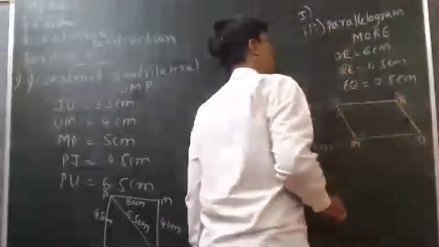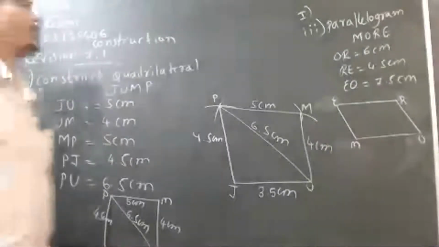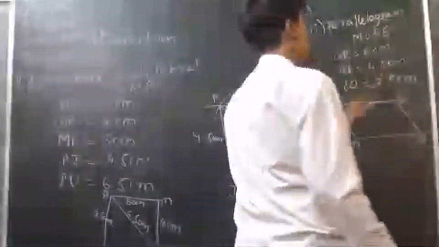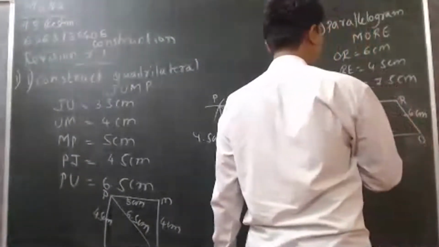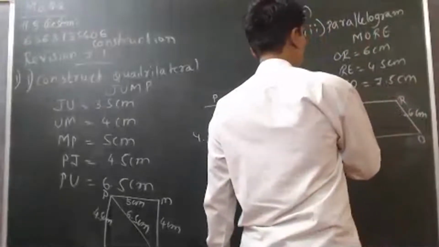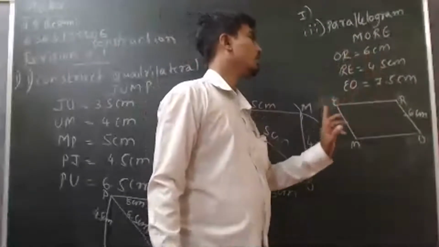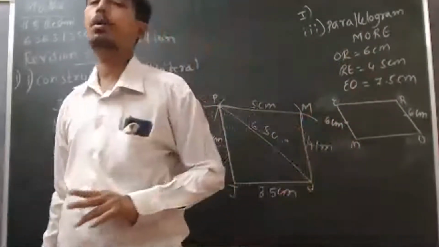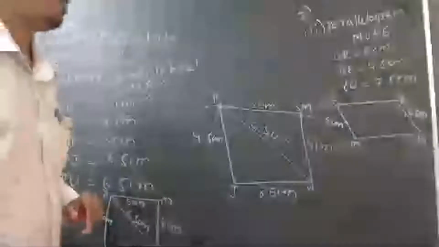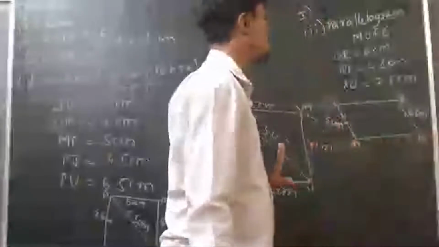It is written with M-O-R-E. And in that, first we have OR. OR is how many centimeter? 6 centimeter. When OR is 6 centimeter, ME is also 6 centimeter. Are you understanding this? We have learned that in a parallelogram, opposite sides are equal. Opposite sides are equal means if it is 6 centimeter, the other is also 6 centimeter.